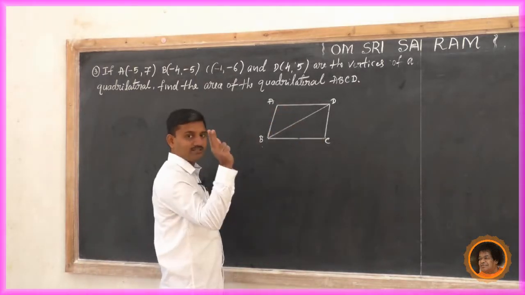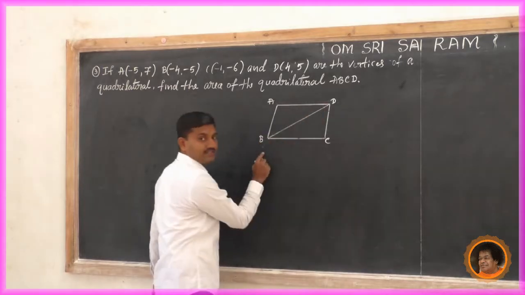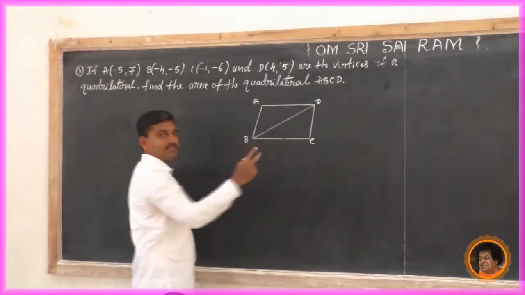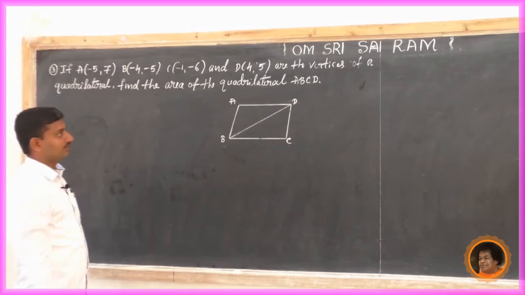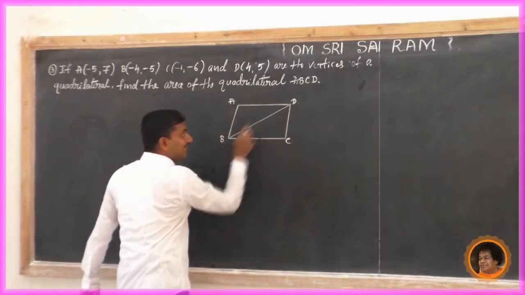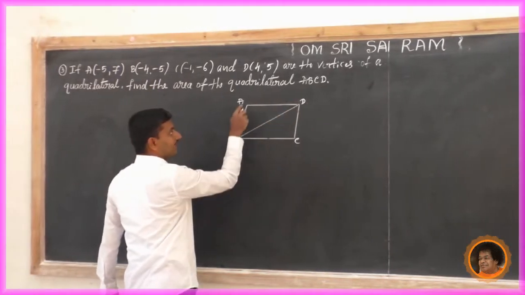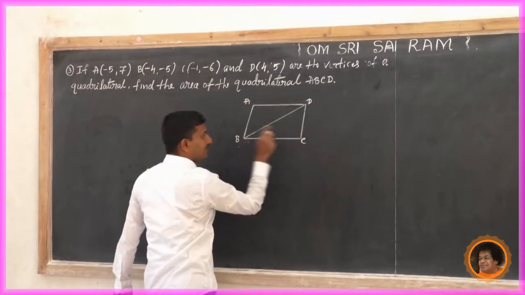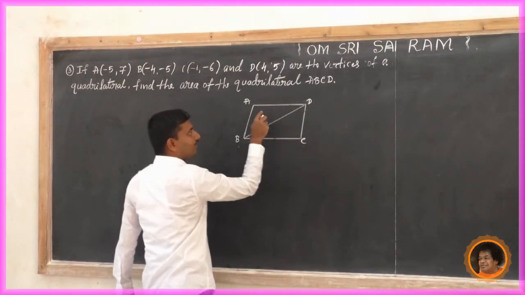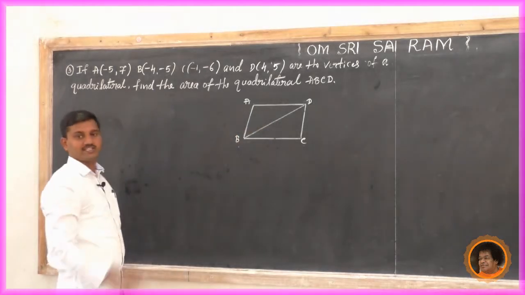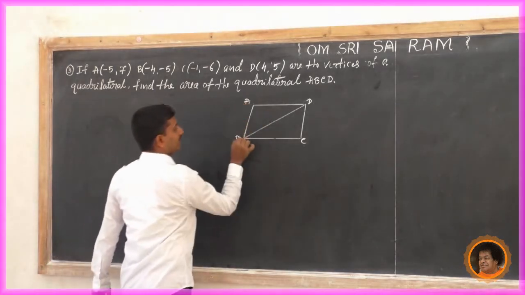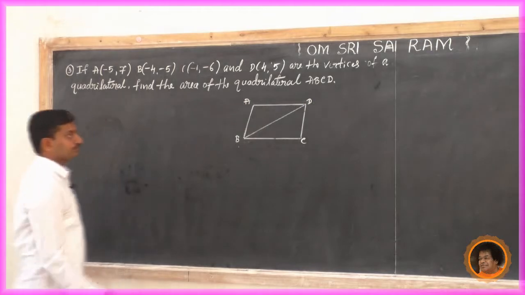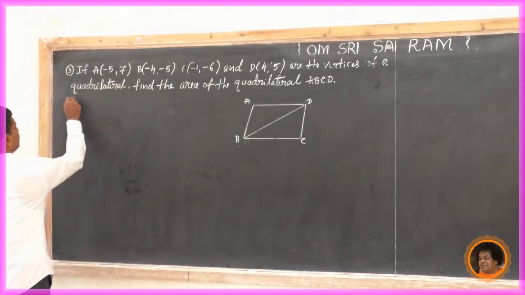So there are 2 possibilities. By joining B and D or by joining A and C, we get the 2 triangles. So here by joining B and D, the triangle ABD and triangle BCD. So now find the area of the first triangle. So the first triangle ABD.